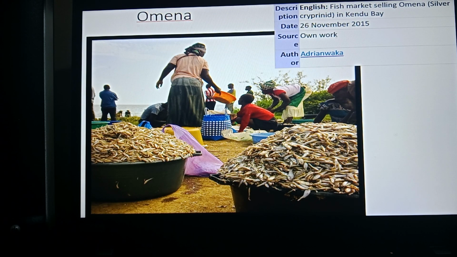So, from Wikipedia, I was able to get that beautiful photograph of some women at a fish market selling Omena in Kendu Bay.